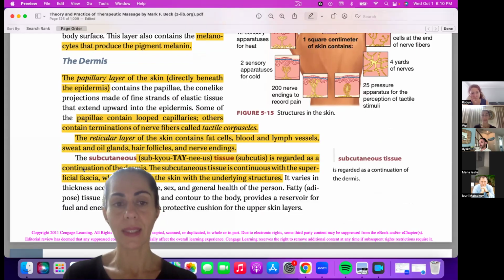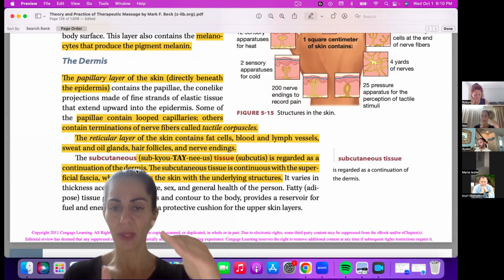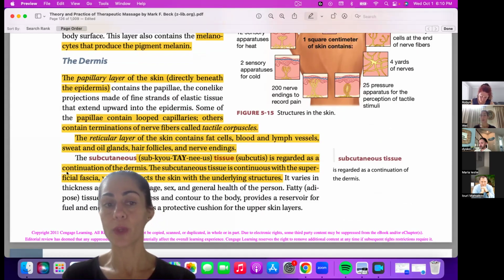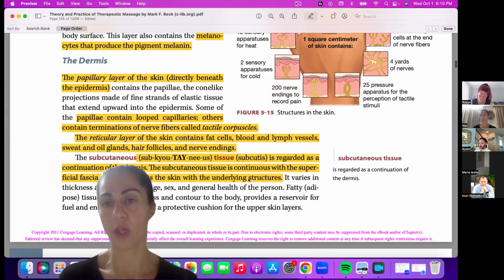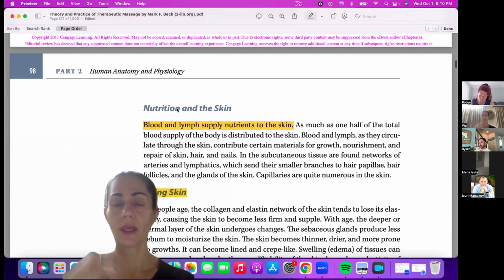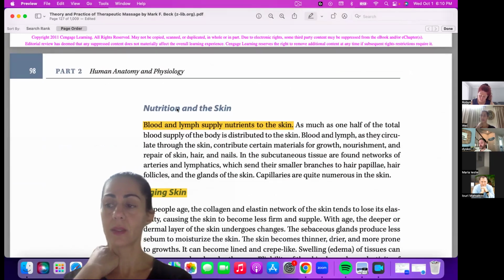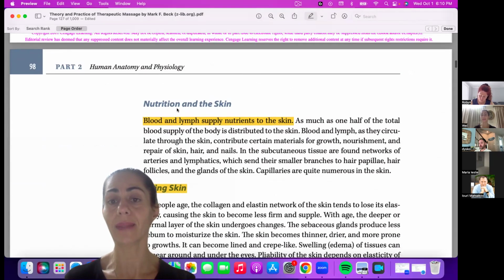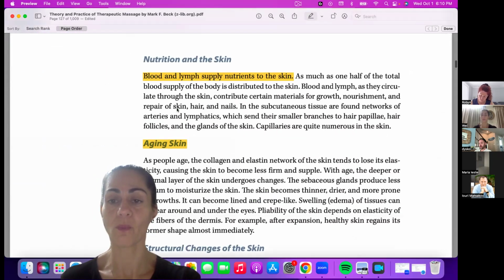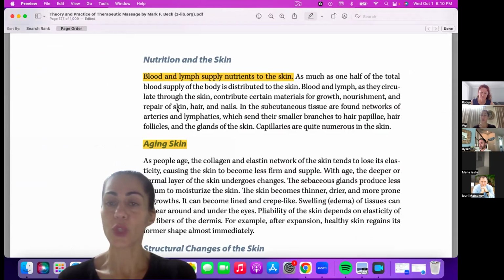It's regarded as the continuation of the dermis because they're stuck together, connected together, and it's considered superficial fascia, which connects to the skin and the underlying structures. Okay. Now, the nutrition for the skin is received through the blood and the lymph, and that's how the skin gets its nutrition. Aging has an effect also on the skin.